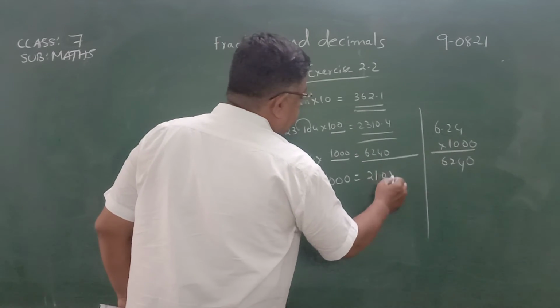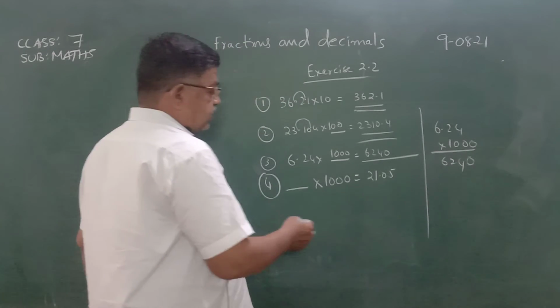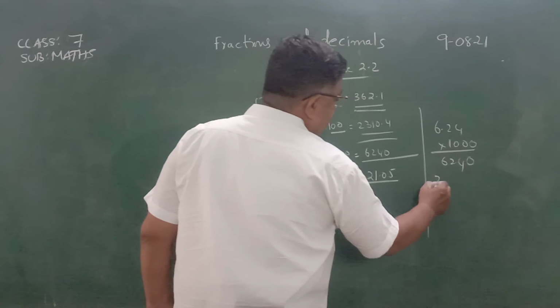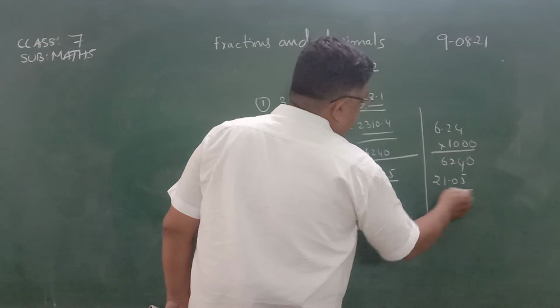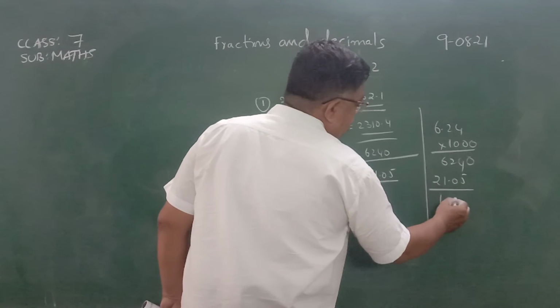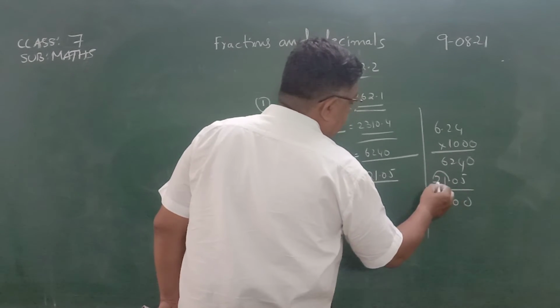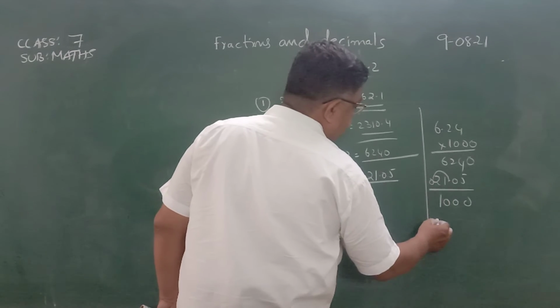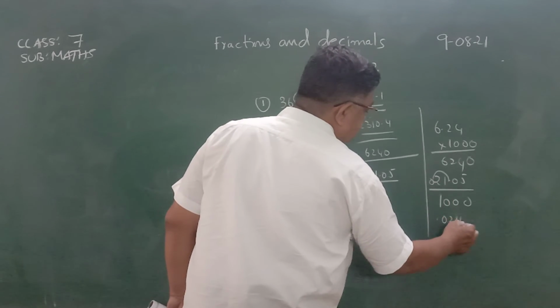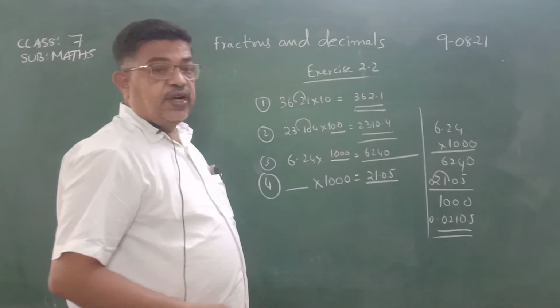Fourth one, dash into 1000 is equal to 21.05. So how to get this? Now this product is 21.05, which you want to divide by the multiplicand, that is 1000. Now the point moves 3 places towards left. 1, 2, third place is not there, 0. So you get 0.02105.